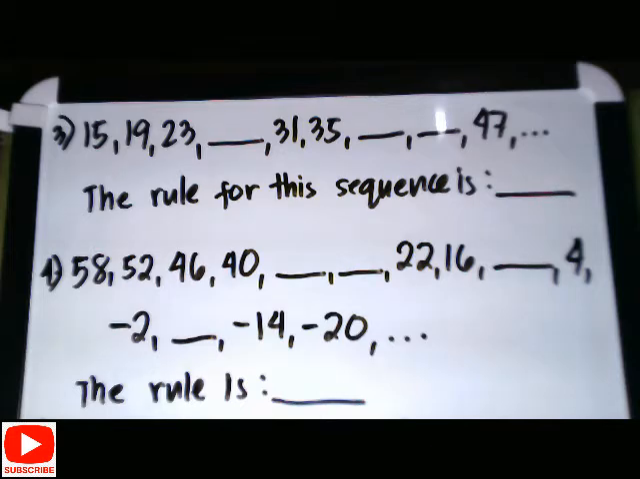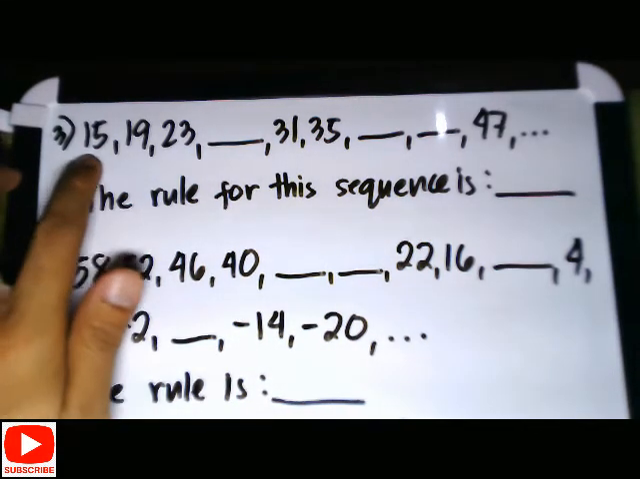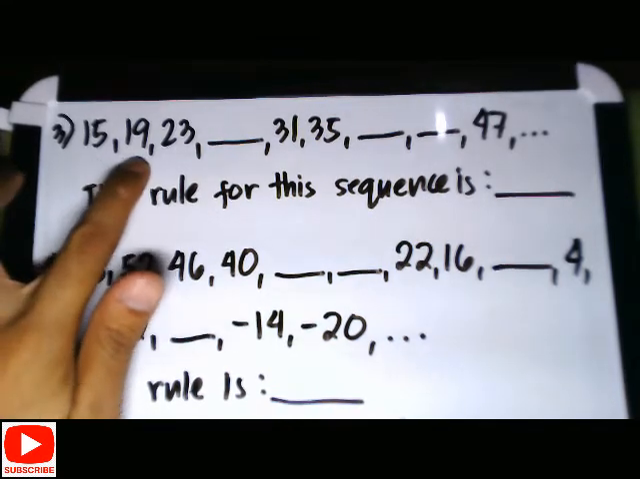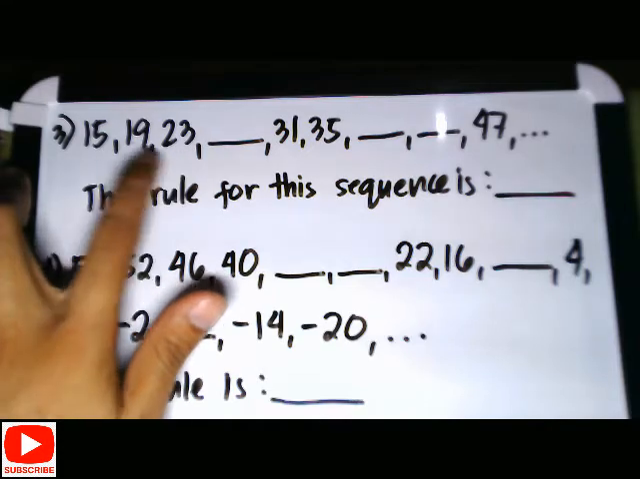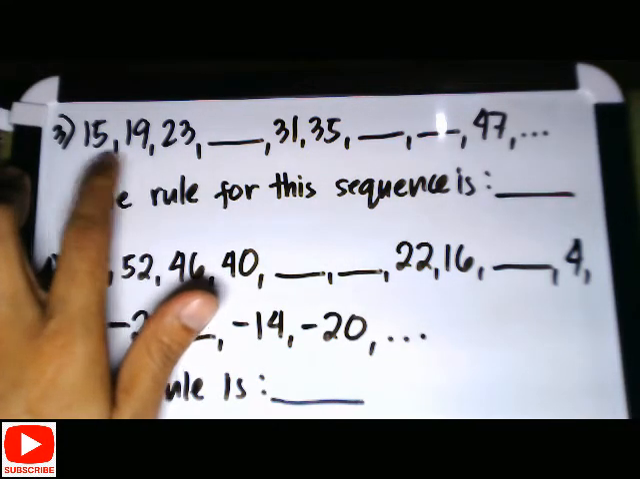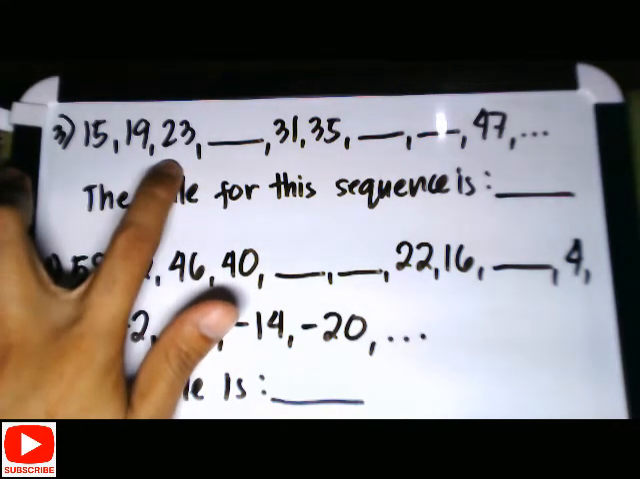Okay, let's try number 3. We have here the sequence 15, 19, 23, blank, 31, 35, blank, blank, 47. Let's identify the rule for this sequence. What do you think is the rule for this sequence? So we have here from 15, it became 19. From 19, it became 23. So in here, we add 4, right?